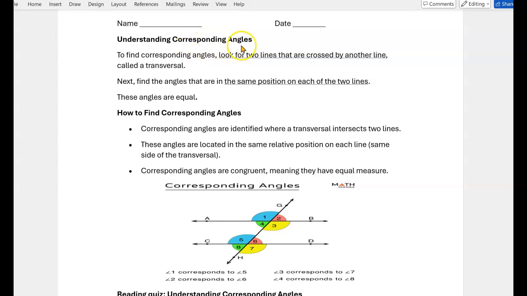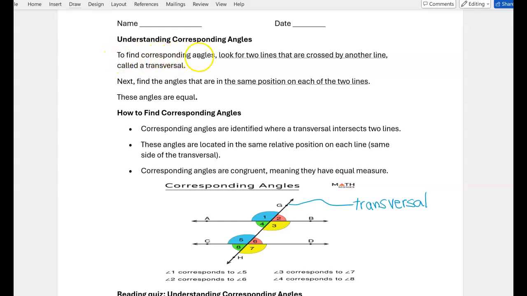Understanding corresponding angles. To find corresponding angles, look for two lines that are crossed by another line called a transversal. And here that is. Here's the transversal line. In your notes, you should write the word transversal. We'll be talking about that. This is the transversal line. So that's the first thing that you're going to do.